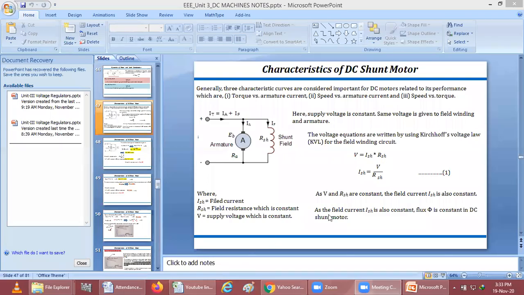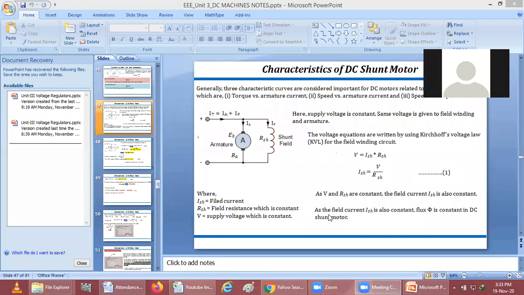Good afternoon. In today's session, we have to study the characteristics of the DC shunt motor. In the previous session, we studied the DC motor and DC generator. These are the types of DC machines.